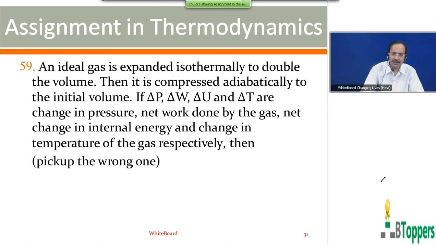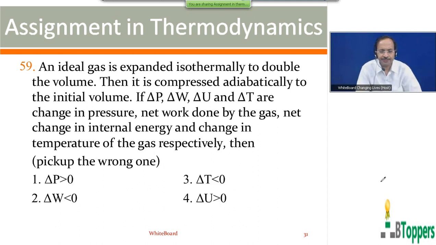An ideal gas is expanded isothermally to double the volume. Then it is compressed adiabatically to the initial volume. If delta P, delta W, delta U and delta T are the change in pressure, net work done by the gas, net change in energy, and change in the temperature of the gas respectively, then you have to pick up the wrong one. That means you have to find the sign for delta P, delta U, delta T, and delta W.